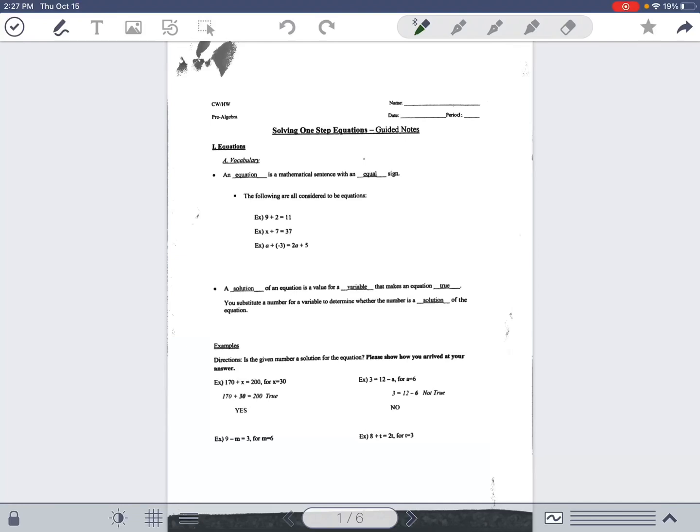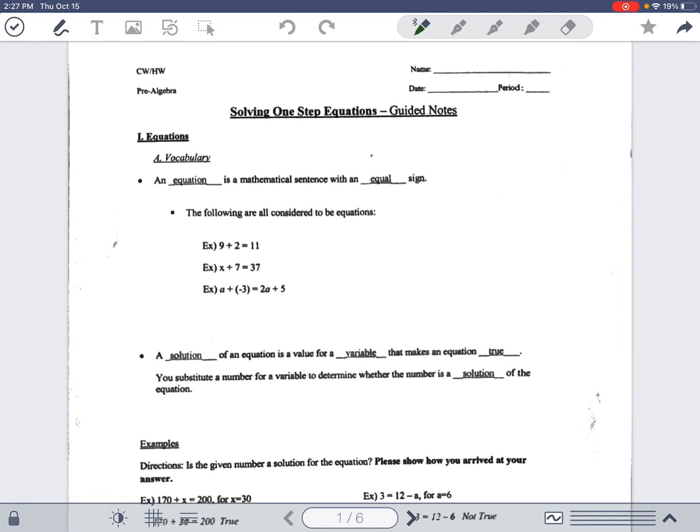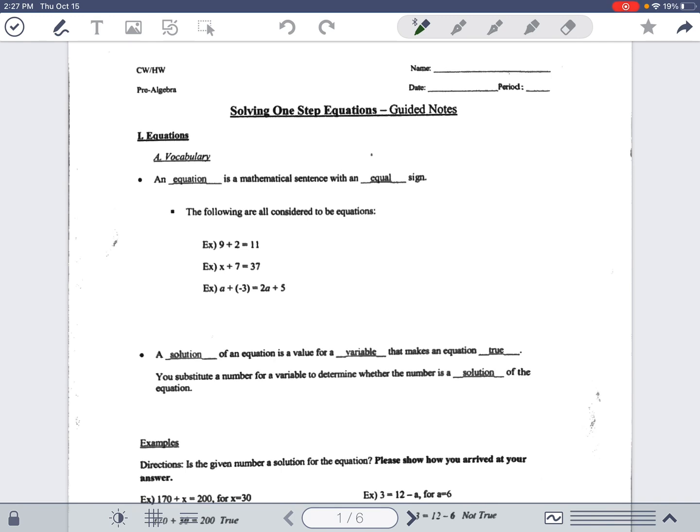This is week 11, and I'm going to go through some guided notes for solving equations. You can pull the notes up and print them, or write all this down on your own paper. As we've been talking and watching the videos, you have discovered that solving equations is like unraveling a mystery. The first thing you need to look at is your vocabulary.